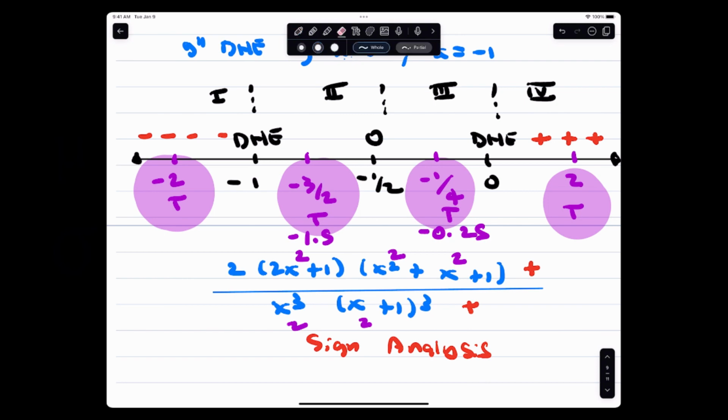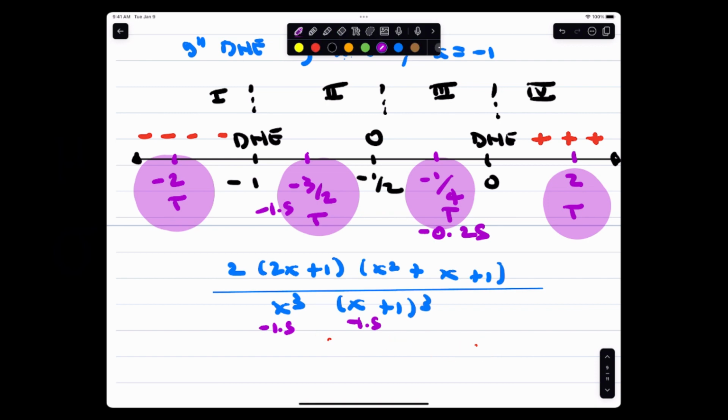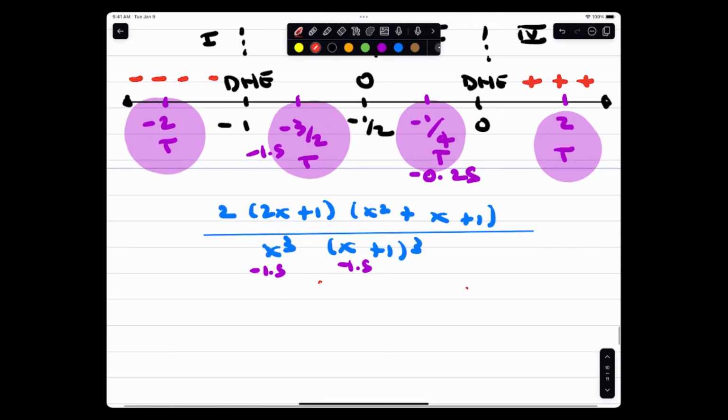Okay, now let's do the more difficult versions for the signs. Negative 1.5 here for this test point. Is that right? Negative 1.5. So we're doing sign analysis. So let's do these signs here. And negative 1.5 cubed. So if I say down here, isn't that negative? Negative 1.5 plus 1 is negative 0.5. Cube that. That's going to be negative. So negative times a negative is a what?